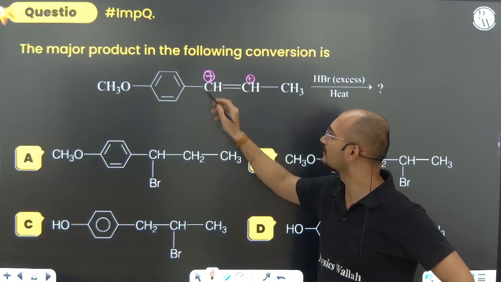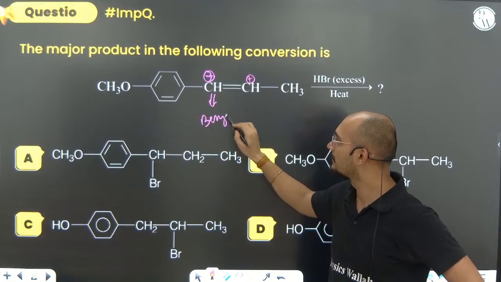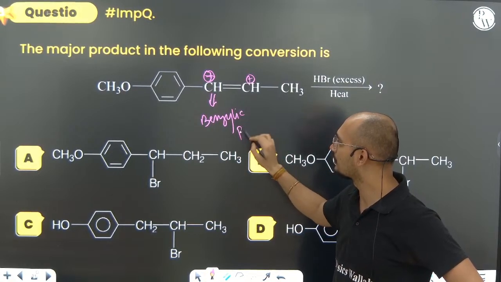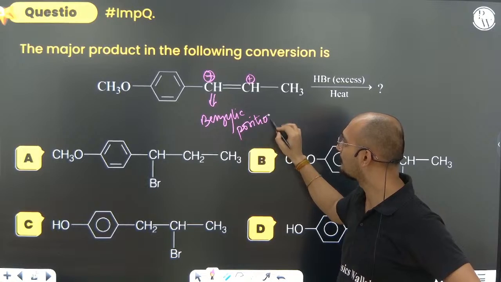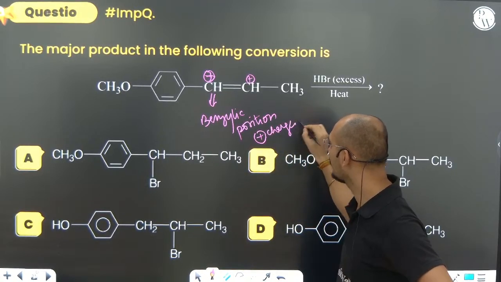Is it more stable here or here? I hope you all can see that it is going to be more stable because it is the benzylic position. And at the benzylic position, what happens? The positive charge will be resonance stabilized.